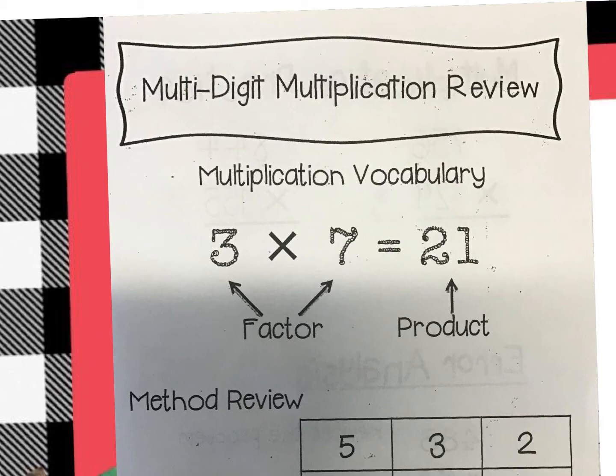It says 3 times 7 equals 21. So as we're talking about multiplication problems, it is important that you know the difference between a factor and a product. So the factors are what you multiply together. The product is the answer that you get after multiplying those factors together. Okay, so you'll hear factor, you'll also hear the words partial product today as well.